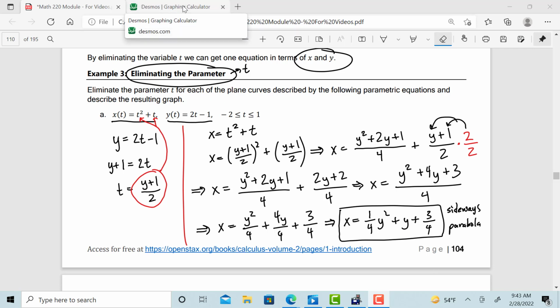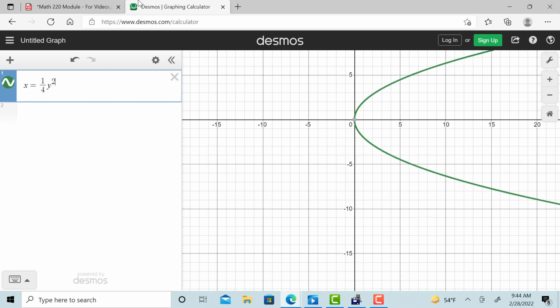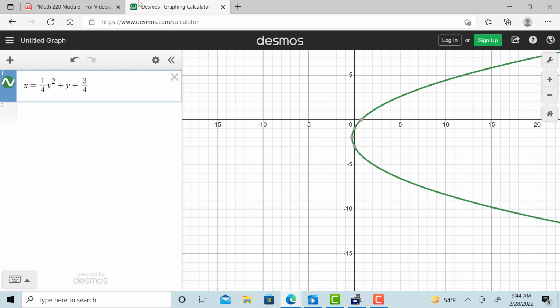We think it is going to be a parabola, but if we go to Desmos, we can go ahead and enter x equals 1/4 times y squared plus y plus 3/4. And so it is, in fact, a sideways parabola, but it's not the whole curve, right? Let's go back to our graph.